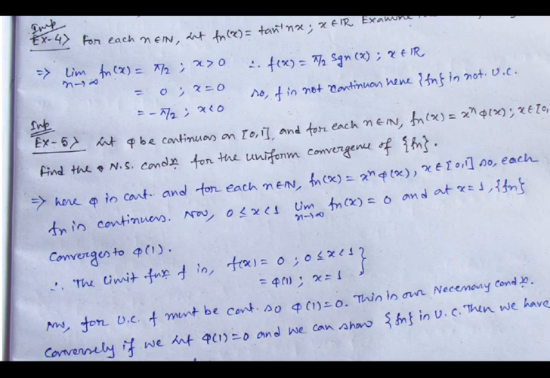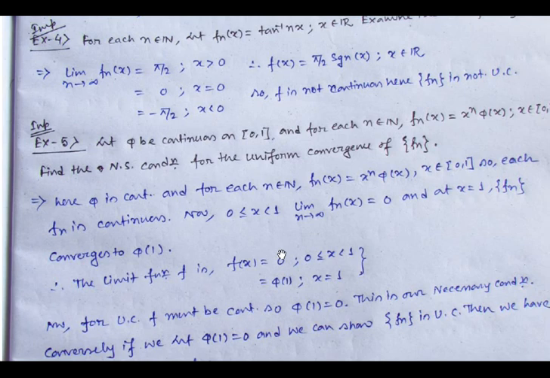So you can see here, for 0 less than or equal to x less than 1, the limit of the sequence of functions becomes 0. But at x equals 1, the sequence converges to phi of 1. So the limit function becomes f(x) equals 0 for 0 less than or equal to x less than 1, and at x equal to 1 it becomes phi of 1. Now all of you know, uniform convergence of a sequence of functions means that if each and every term of the sequence is already continuous, then the limit function must be continuous, otherwise it will not be uniformly convergent. So phi of 1 must be equal to 0.